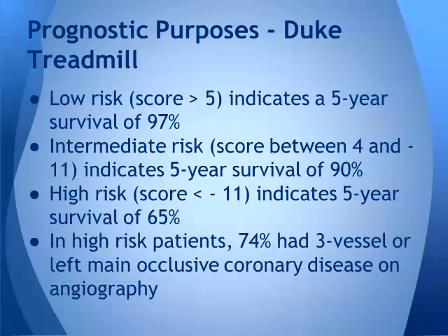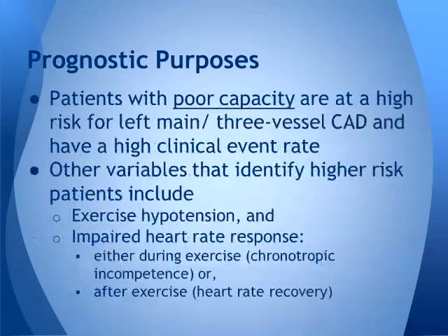What does this really mean to you guys? Low risk score has a 97% 5-year survival. Intermediate risk is 90%. And high risk is 65%. In high-risk patients, 74% had three-vessel disease or left main disease. So high-risk findings are strongly positive and have very poor outcomes. Patients with poor exercise capacity, hey, they only walked 3.5 minutes before they reached target heart rate, are at high risk for left main or three-vessel disease and have a high clinical event rate.